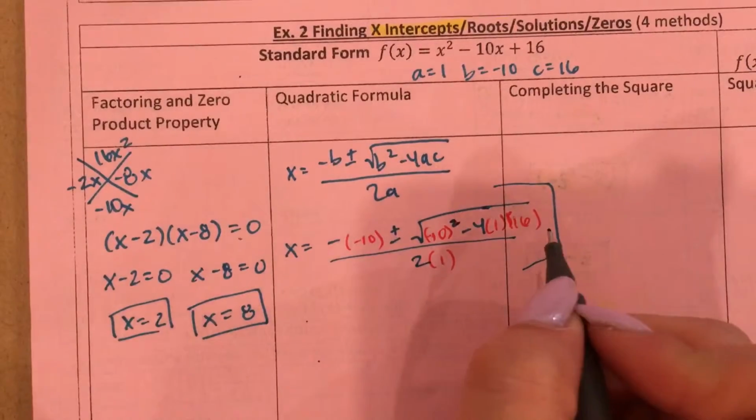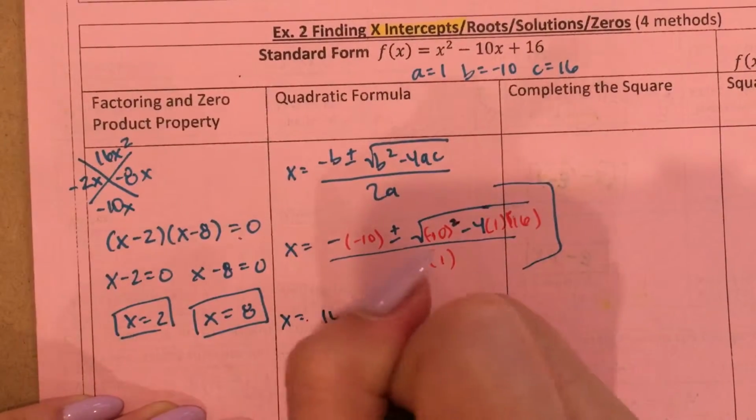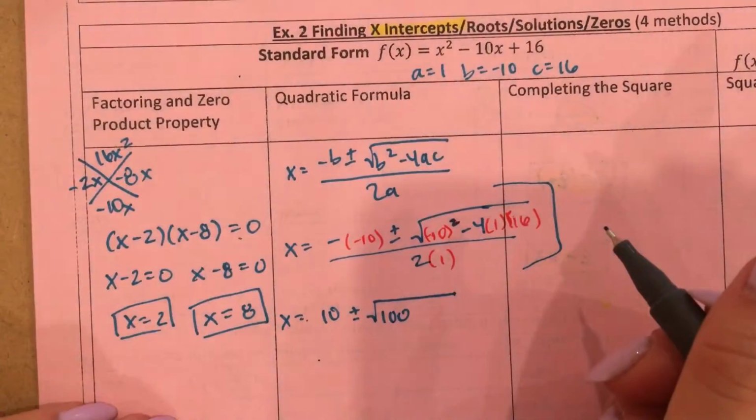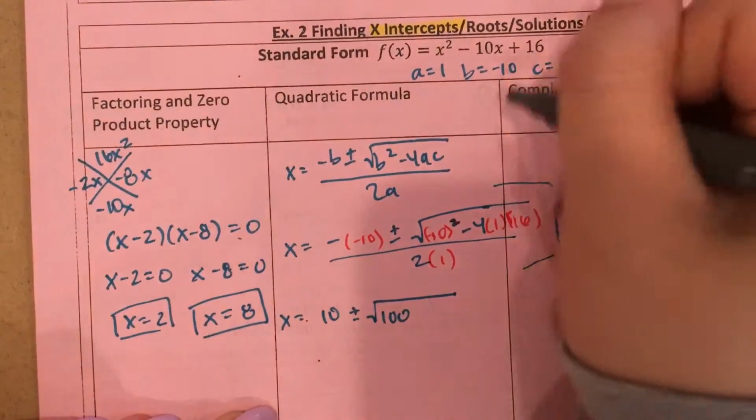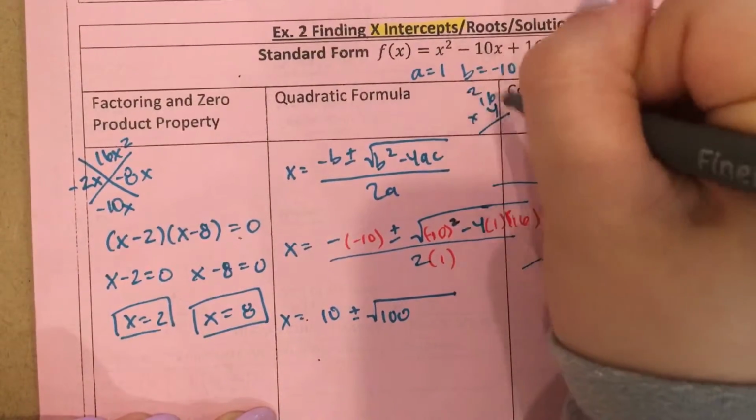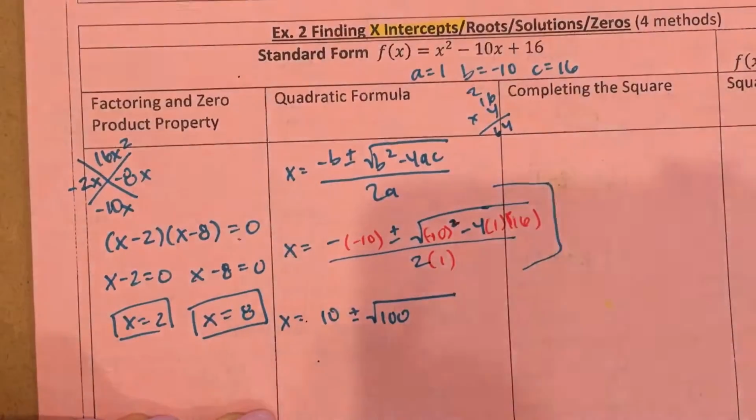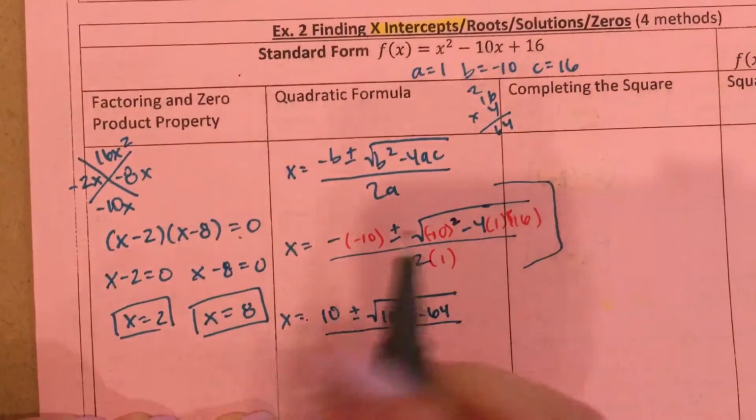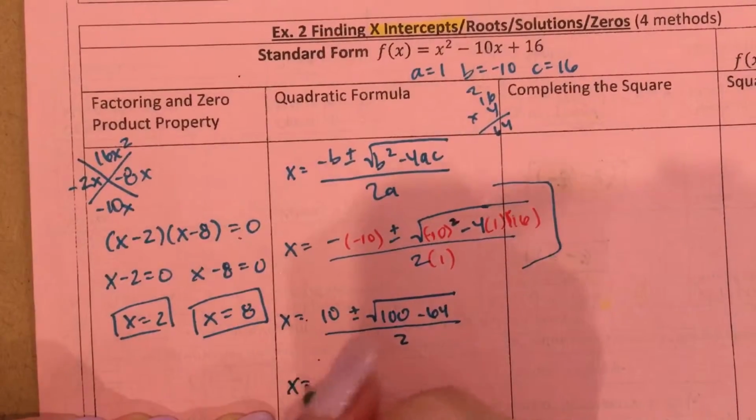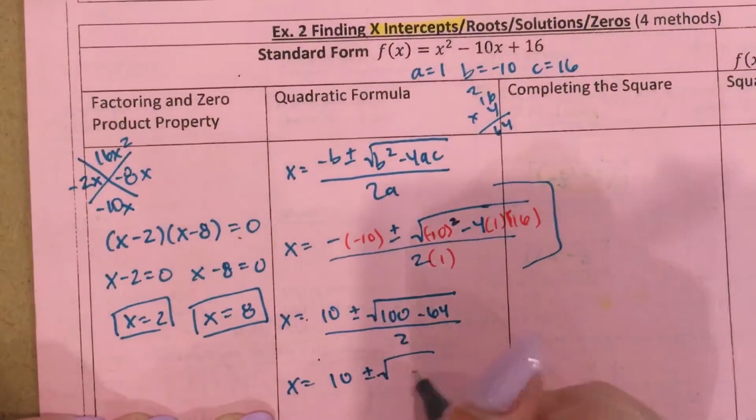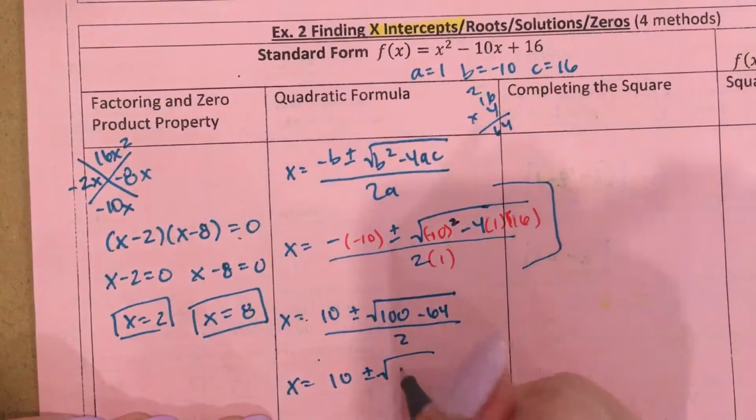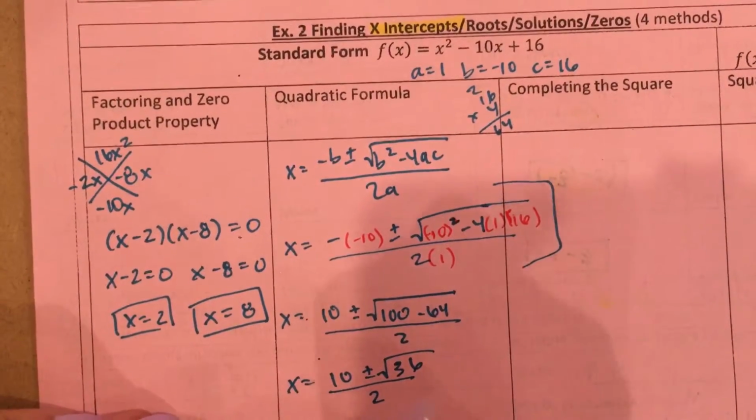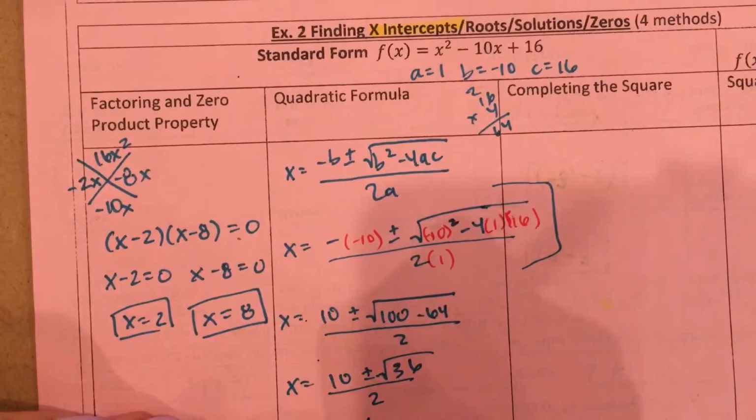Okay, simplify from left to right. So x equals positive 10 plus or minus square root of 100, minus 4 times 16, which is 64. So minus 64, all over 2. Okay, keep on simplifying inside the radical. So x equals 10 plus or minus the square root of 100 minus 64, which is 36, all over 2. Simplify one more time. 10 plus or minus the square root of 36, which is 6, all over 2.